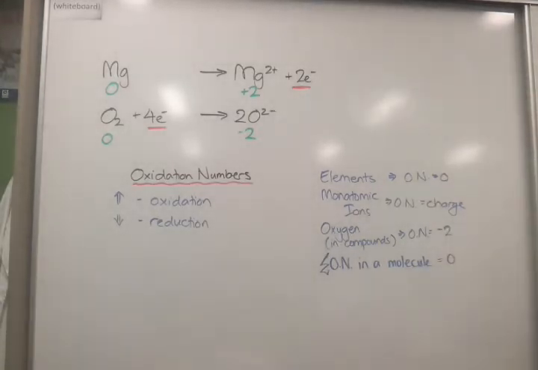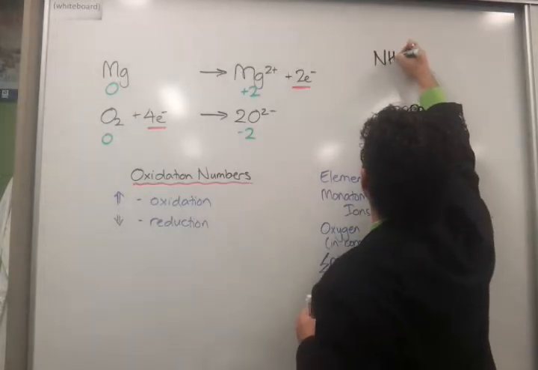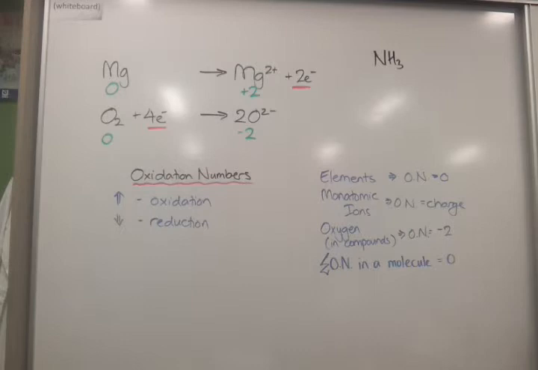What about something like ammonia, NH3? It has no oxygens, so I don't have that rule to use. It doesn't have ions in it. It's not made up of ions. So I can't use the monatomic ion idea. Okay? So I need another rule. Starting to get a few rules here.